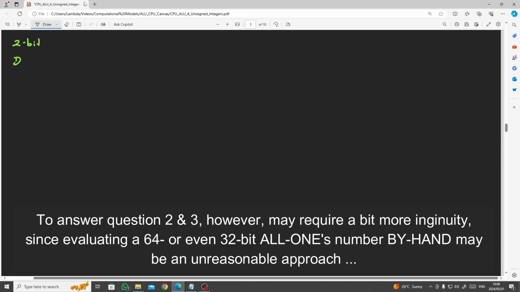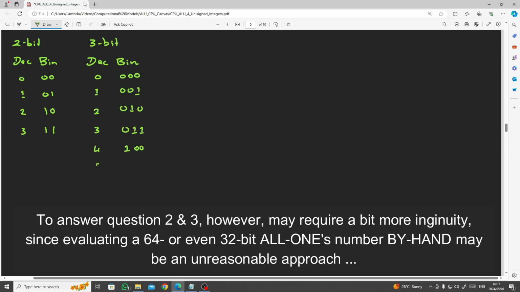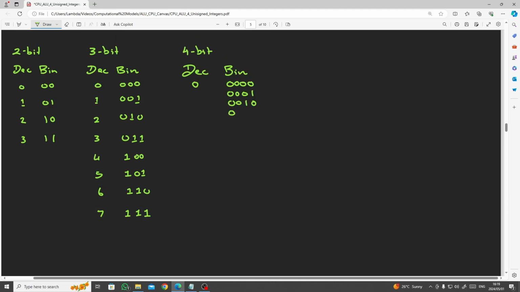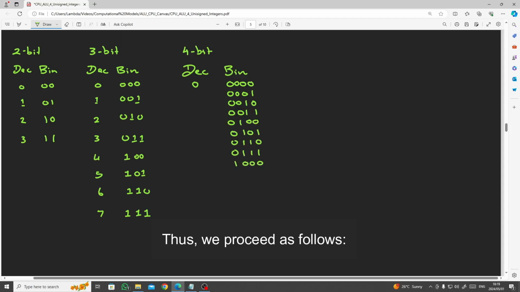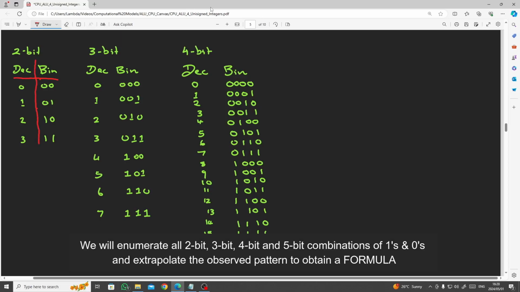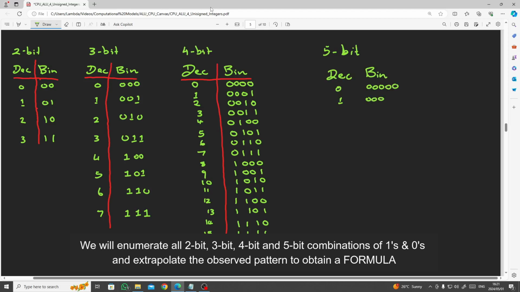To answer question 2 and 3, however, may require a bit more ingenuity, since evaluating a 64 or even a 32-bit all ones number by hand may be a bit of an unreasonable approach. Thus, we proceed as follows. We will enumerate all the 2-bit, 3-bit, 4-bit and 5-bit combinations of ones and zeros and extrapolate the observed pattern to obtain a formula.